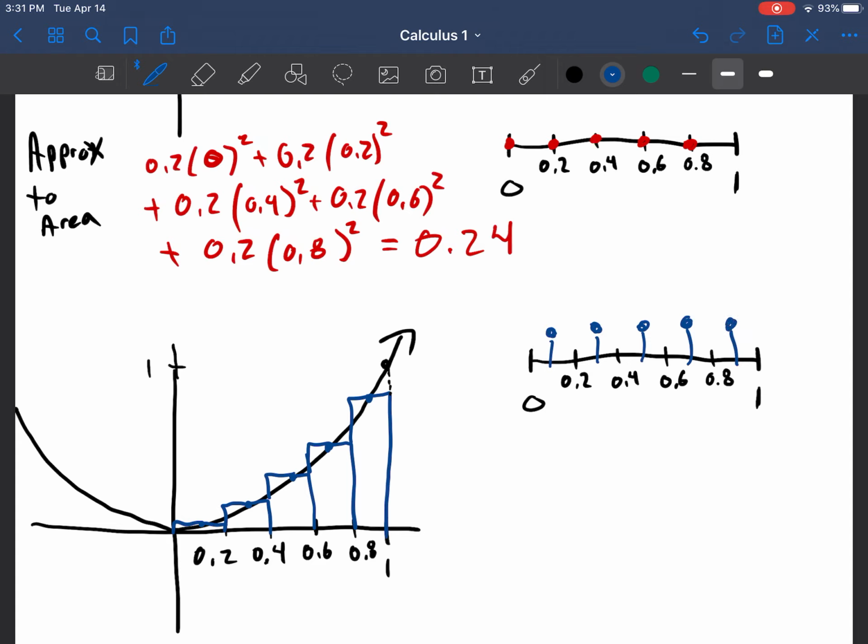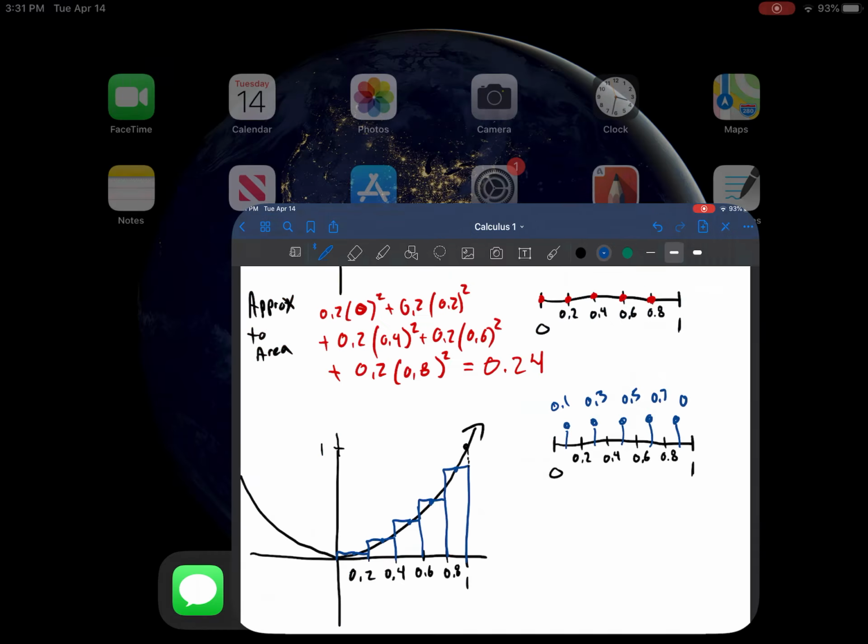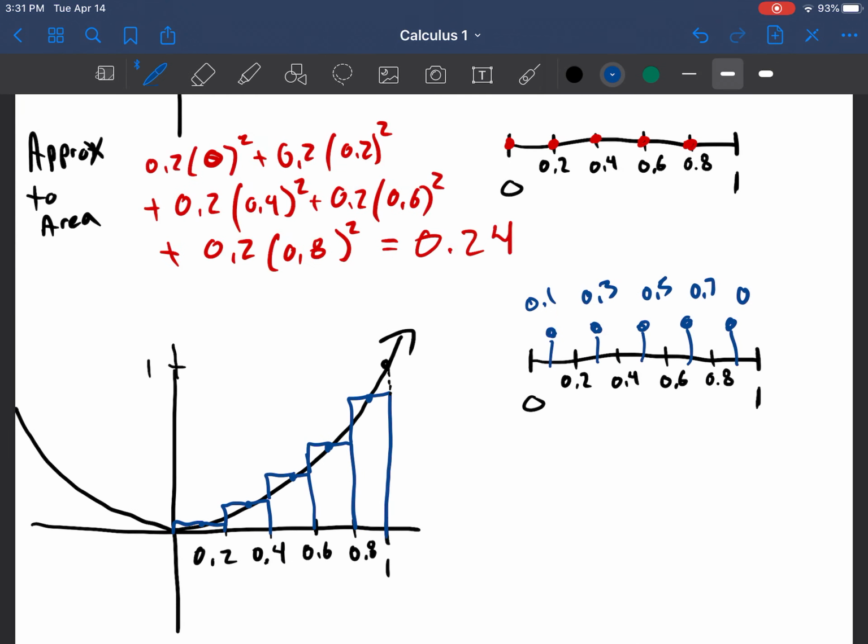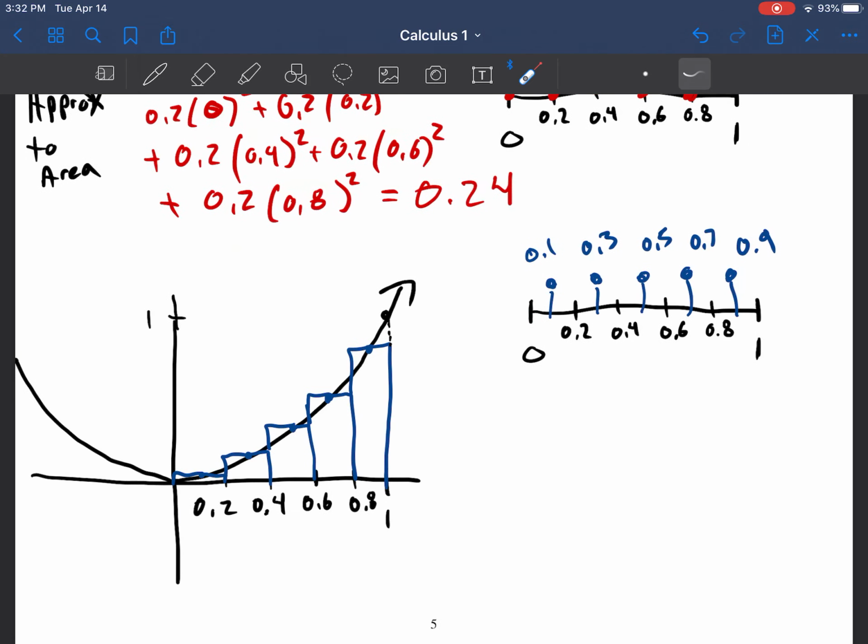We're looking at the middle of those intervals. And if you try to figure out what numbers those should be, this should be 0.1, this should be 0.3, 0.5, 0.7, and 0.9, right? So that's what we should get for these points. Those are the middle points to each of these intervals.